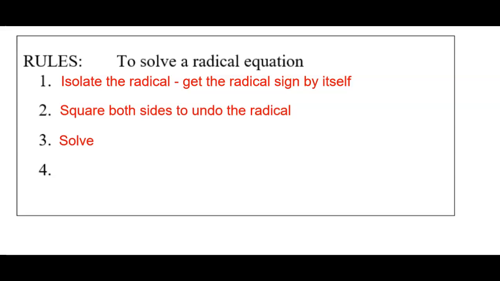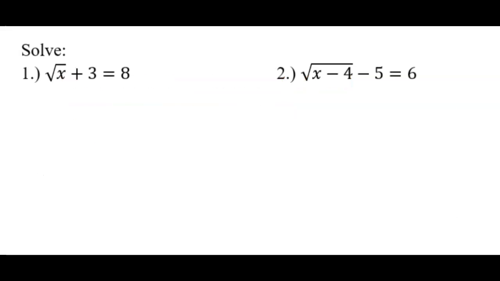We are going to isolate the radical. That means get the radical sign all by itself, just like we would get a variable all by itself. But we want it to be under the radical, and if there's anything outside the radical, it needs to move. After we move what's outside the radical, we need to square both sides, and that'll undo the radical, and then we need to solve the equation just like we did in chapter 2.